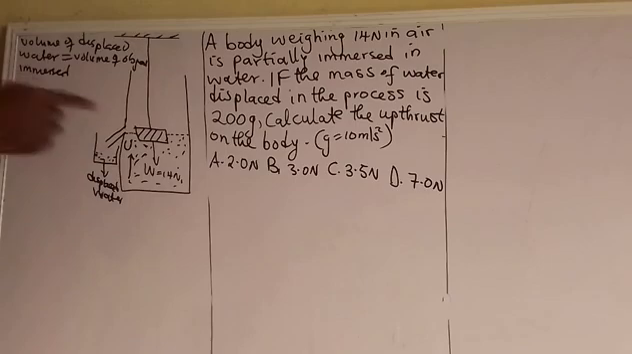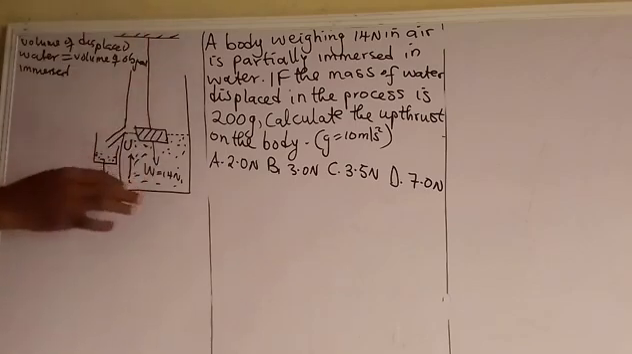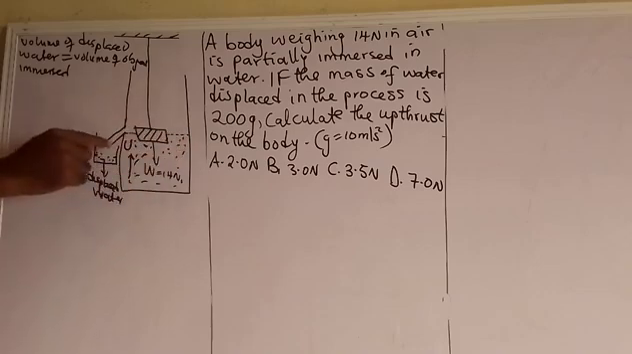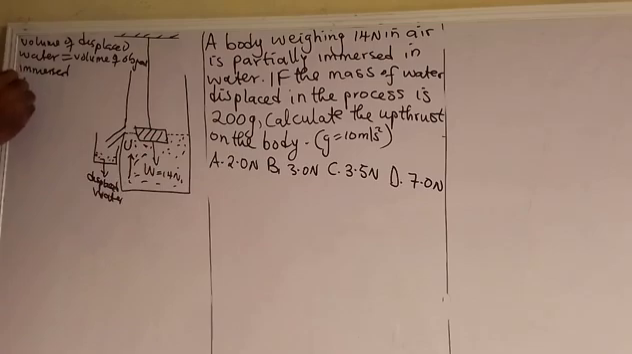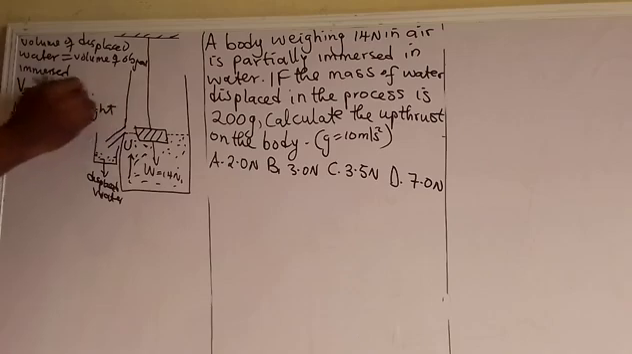If the whole object is immersed, that is the whole volume. If part of the volume is immersed, only that volume immersed will be displaced by water. So the volume of water, or let me say any fluid, displaced must be equal to the volume of the object you immerse. Then what formula do you use for upthrust? Upthrust is equal to weight of fluid displaced.